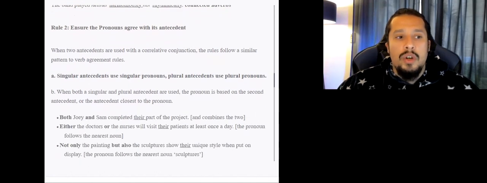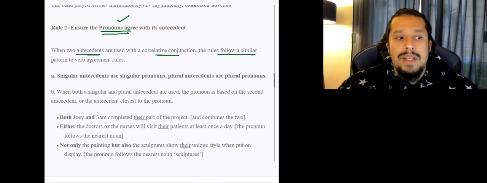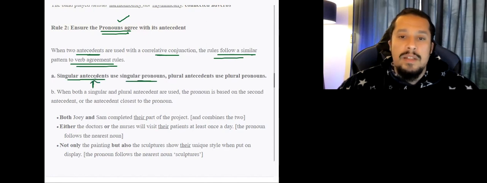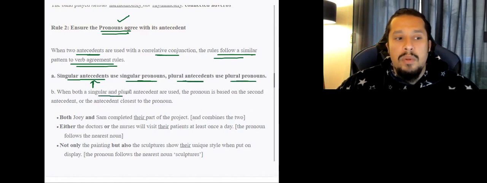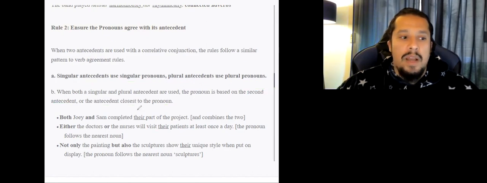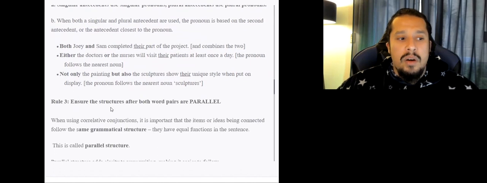برضو احنا قلنا ensure or double check الpronoun مظبوطة. So when two antecedents are used with a correlative conjunction, the rules follow a similar pattern to verb agreement rules. Singular antecedents use singular pronouns. Antecedent and الpronoun يرجع لي ضمير, right? Plural antecedents use plural pronouns. So when both a singular and plural antecedent are used, the pronoun is based on the second antecedent, or the antecedent closest to the pronoun. طيب كلام كتير. Let's see some examples, right?